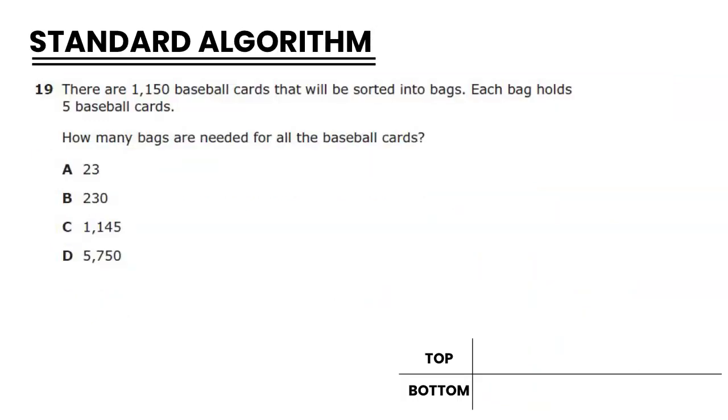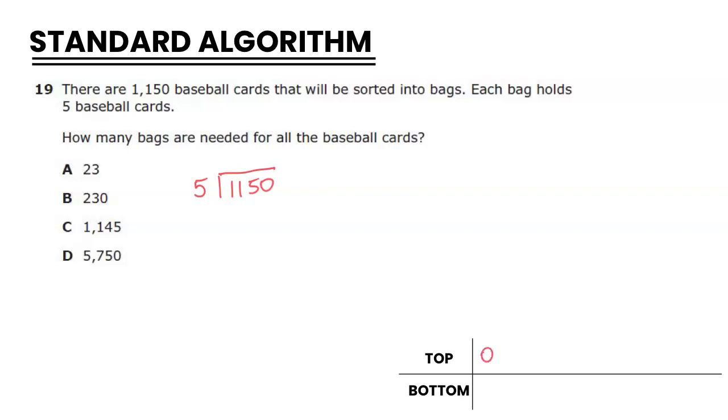Let's look at the same question now through the lens of the standard algorithm. When using the standard algorithm, we want students to draw what is called a top-bottom chart. I'll explain that as we go through the problem. Again, we will set this up as a division, 5 being divided into 1,150. Then, because our divisor is 5, that's going to help me figure out my top-bottom chart.